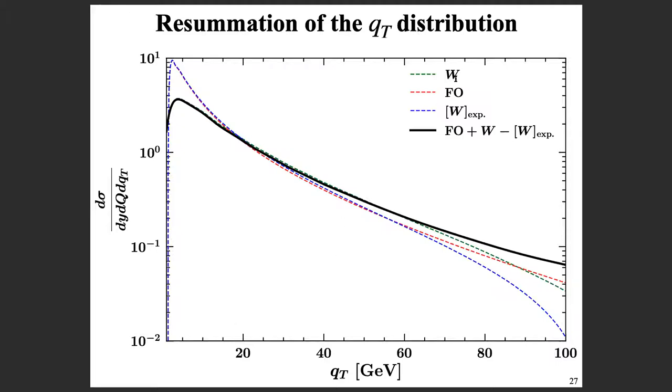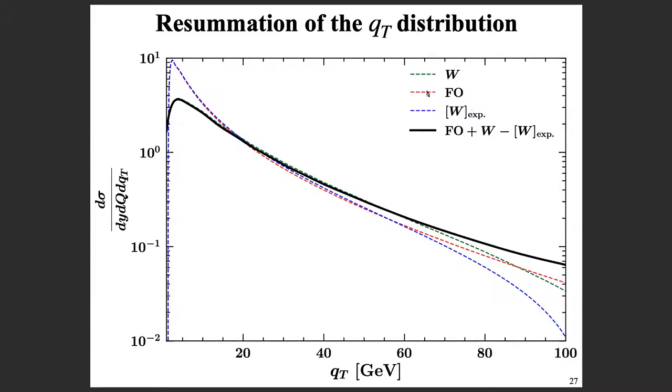Here you have the green, which shows you the W term, so the resummation. This will be hidden behind the black curve. Then you have the fixed order, which is the red. And you see that at low values of QT, that just goes crazy, it becomes very large and then drops.